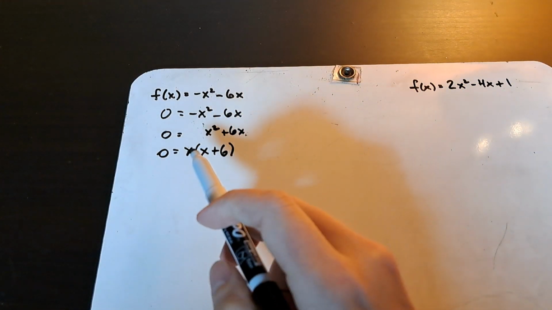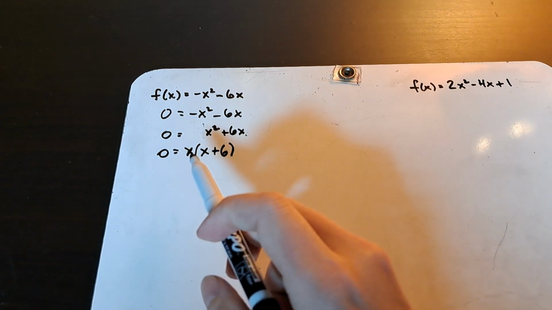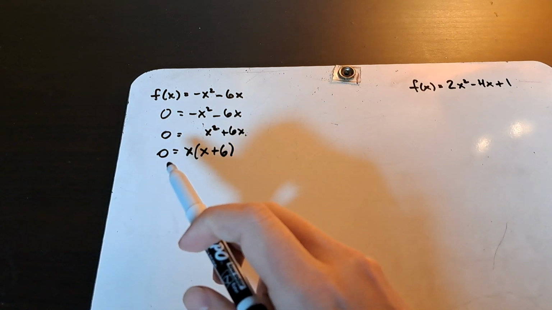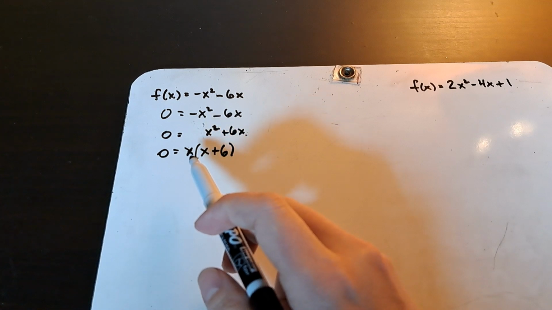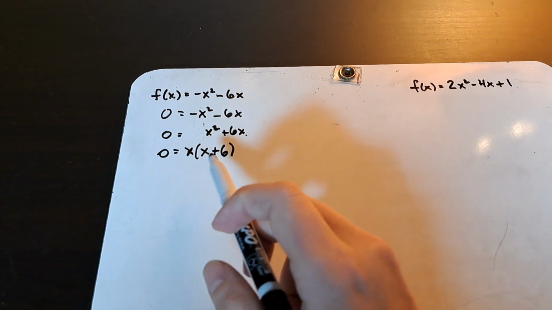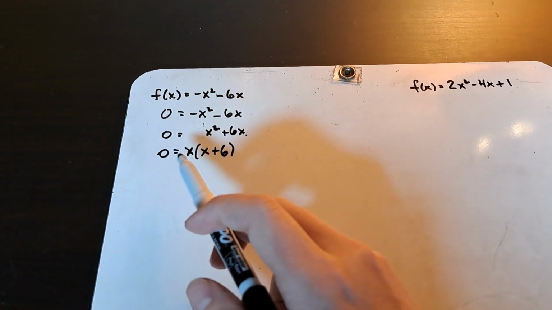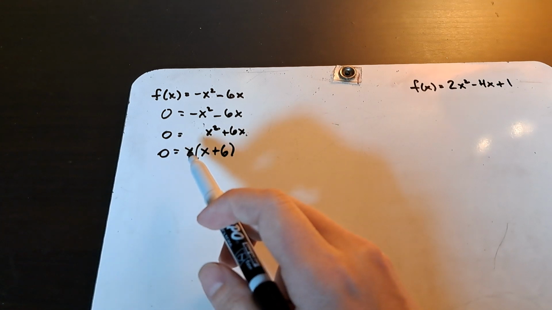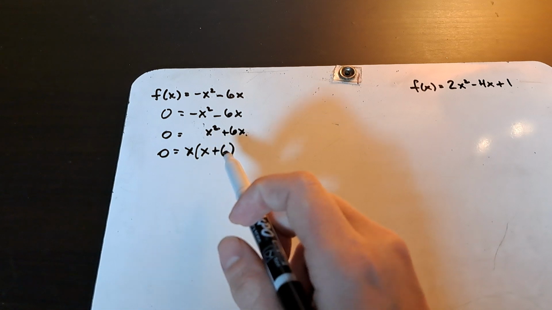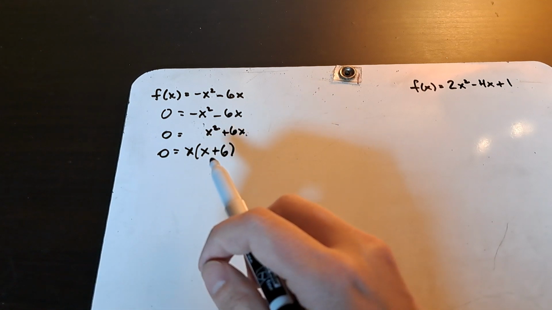Well, if you remember, anytime we factor an expression and we set it equal to 0, this says that x times the whole thing, x plus 6, is equal to 0, which means that x could equal 0 in this case, or x plus 6 could also equal 0.